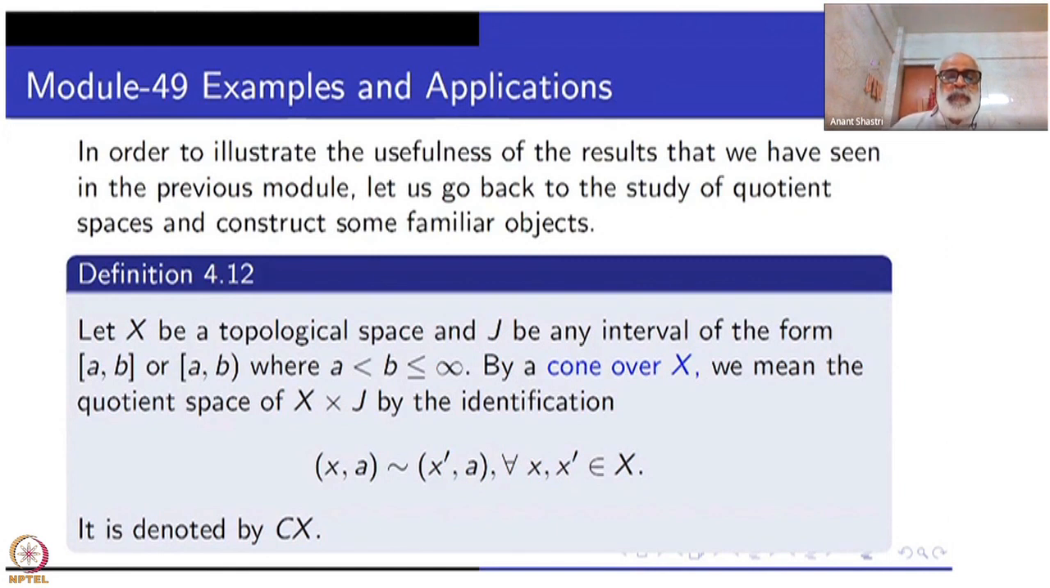So in this case, by reflexivity, every point is related to itself; that you have to take it as a definition. Symmetry is already there here, and transitivity is also obvious. So only points X cross singleton A are identified to a single point, a single class here. So that is the meaning of this cone over X. The quotient space will be denoted by CX.